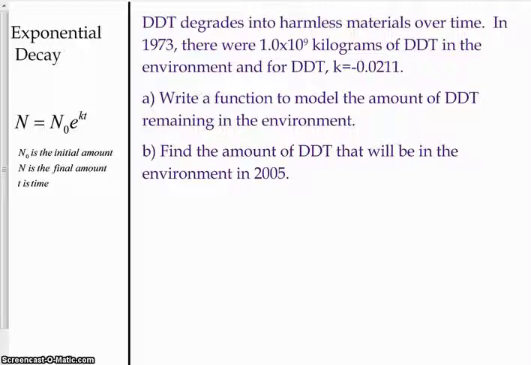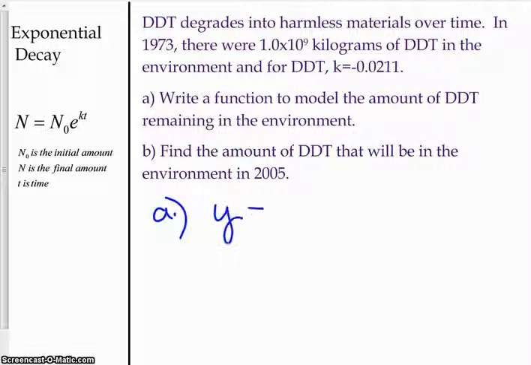So in 1973, they started with 1 times 10⁹ kilograms of DDT in the environment. And then for this DDT, K equals negative 0.0211. And notice how K is negative, so it does decay. So first they say, okay, write the function to model the amount of DDT remaining in the environment.